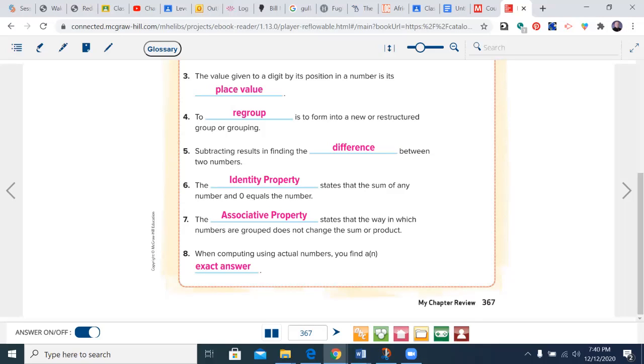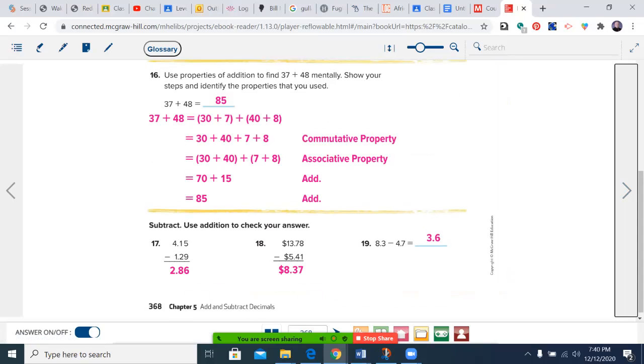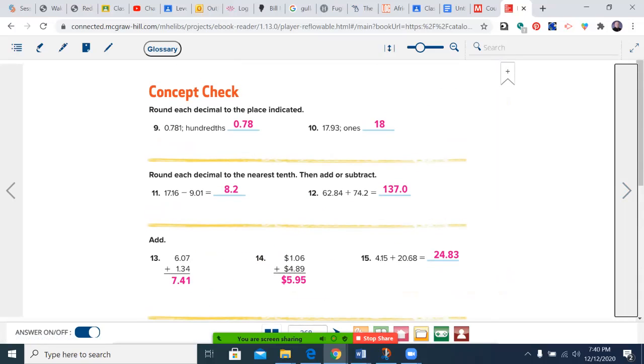And number 8, when computing using actual numbers, you find an exact answer. And we had a lesson on whether we needed an exact answer or an estimate. All right, so you were expected to do some of the odds on this one.